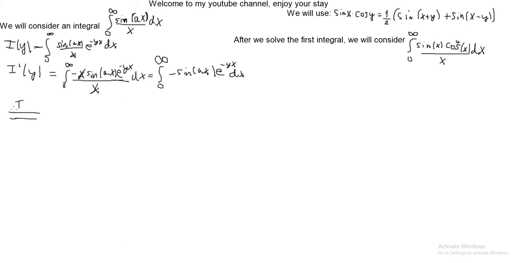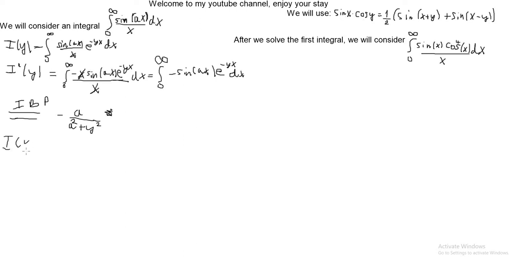You have to do integration by parts 2 times in order to solve this one. And you should get a result of negative a divided by a squared plus y squared. That's what you should get. Now we have the integral in terms of I prime of y, which equals this. Now we need to integrate both sides.